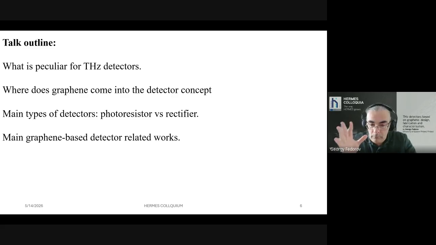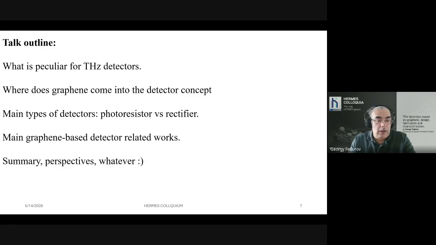So again, I will introduce main-based detectors, graphene-based detectors, the works done there. Sorry for probably mentioning too many of my works, but it's easier for me to talk about those because I know a little bit more about what was published with my name among the authors. And very briefly, I will make a summary, talk about perspectives, and hopefully answer your questions.